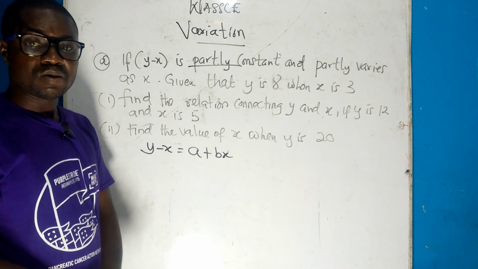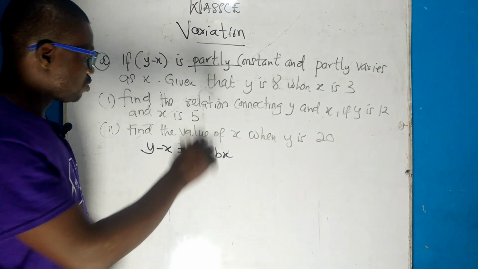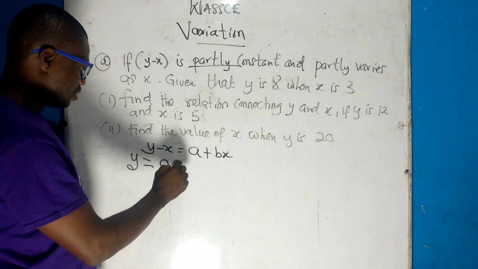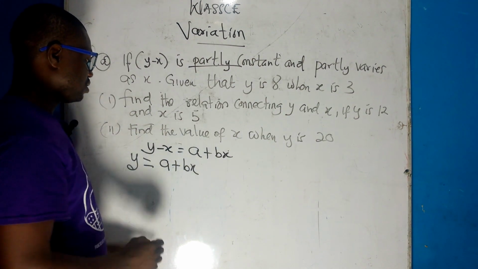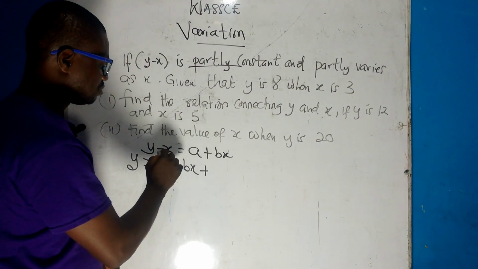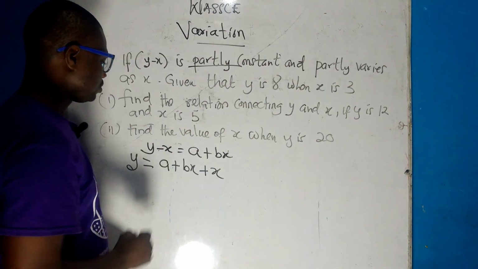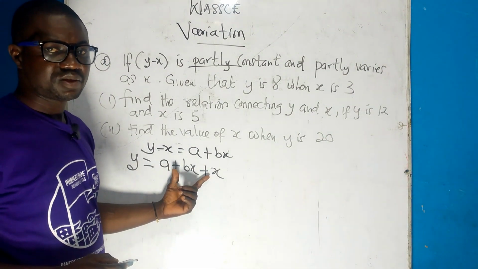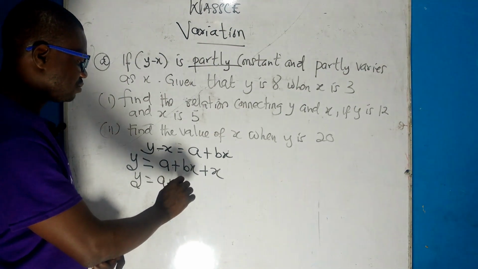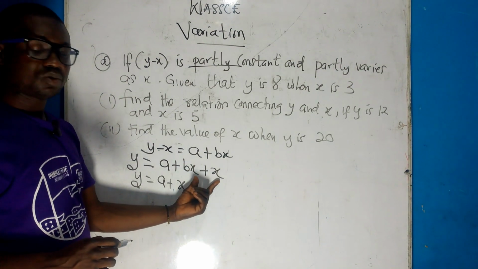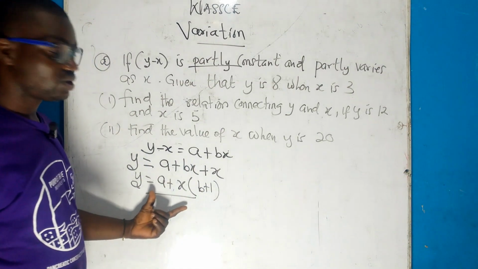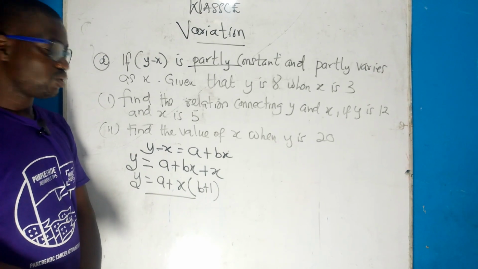Now let's find y because our concentration is on y. So y is equal to a plus bx, then you move x to the other side, minus becomes plus, so we have a plus x. We can do something about this relation. In simple terms, you have y is equal to a plus x factorized out, into bracket b plus 1. So this is a relation that you have to draw in order to create your equation.